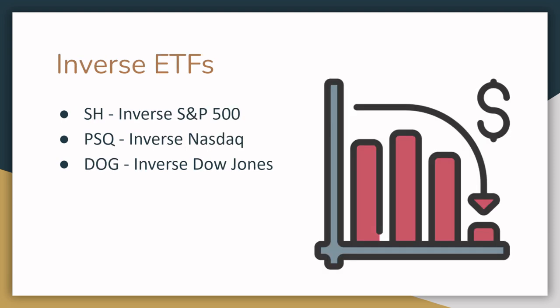You can also find inverse ETFs, meaning the price of the ETF will go up when the price of the underlying asset is going down, and vice versa. Ticker SH is the inverse ETF of the S&P 500. Ticker PSQ is the inverse ETF of the NASDAQ. And ticker DOG is the inverse ETF of the Dow Jones.